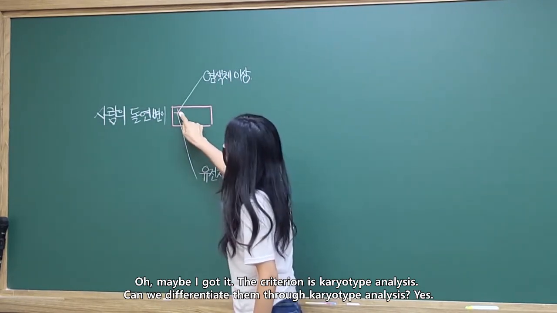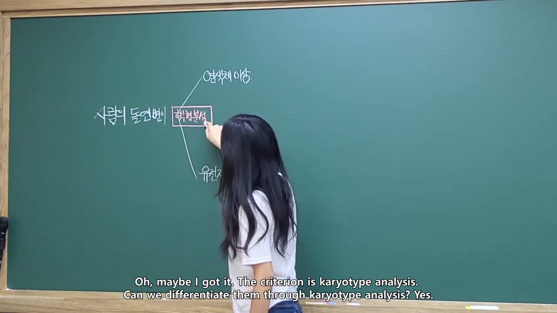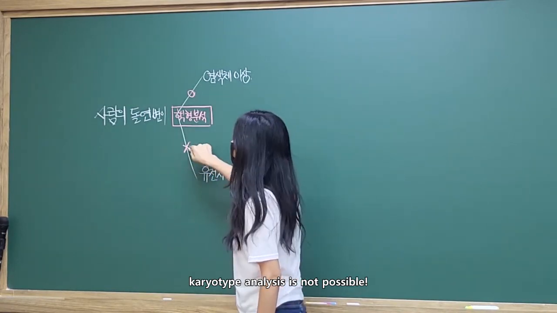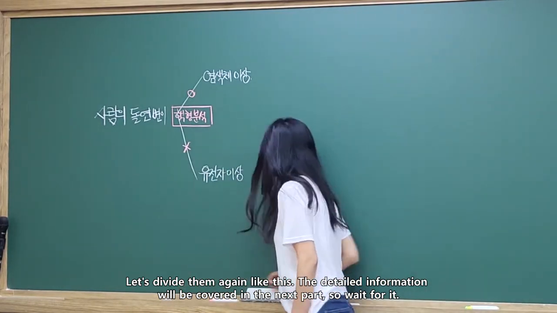Got it. The criterion is karyotype analysis. Can we differentiate them through karyotype analysis? Yes. Karyotype analysis is not possible. Let's divide them again like this. The detailed information will be covered in the next part, so wait for it.